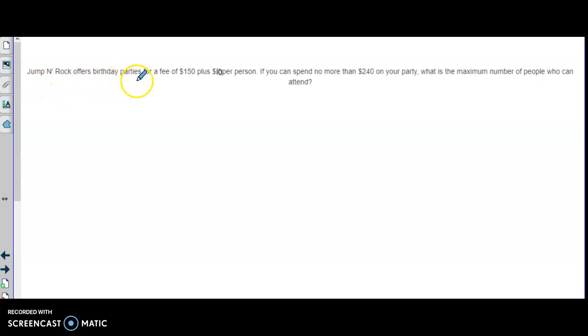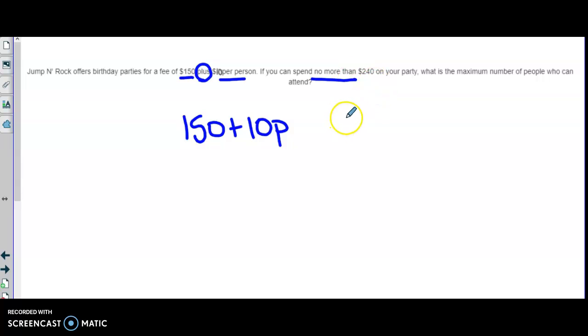Jump and Roll offers birthday parties for a fee of $150 plus $10 per person. So $150 plus $10 per person. If you can spend no more than $240, so you could spend $240 or you could spend less than that. You can't spend any more than $240. So we want to use the less than or equal to symbol. What is the maximum number of people who can attend? So we're going to have to solve it.